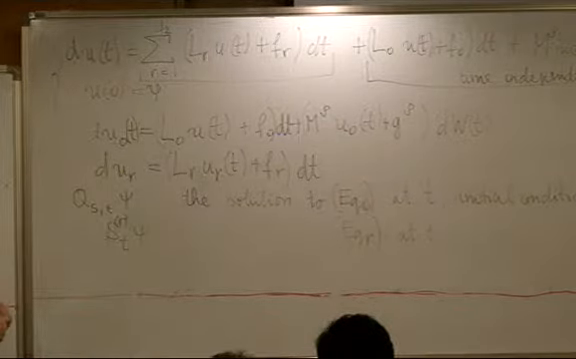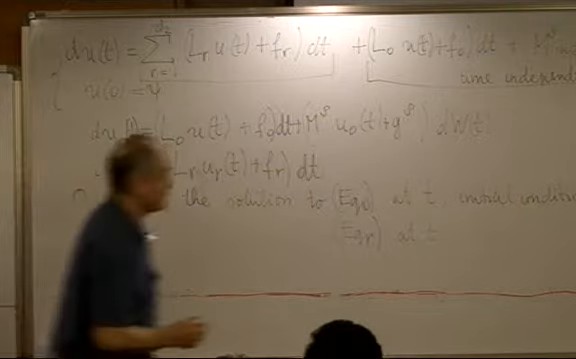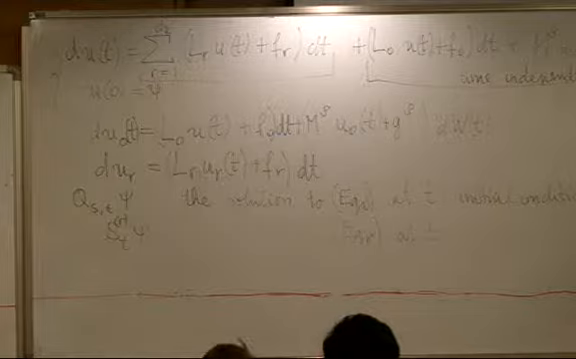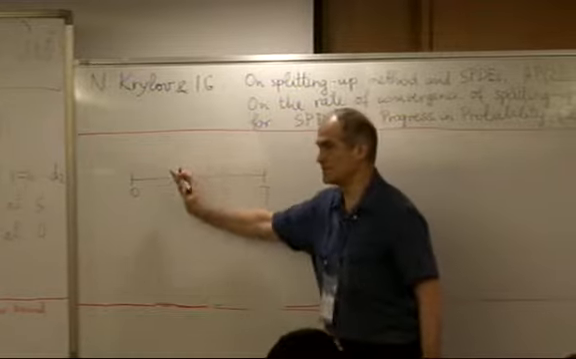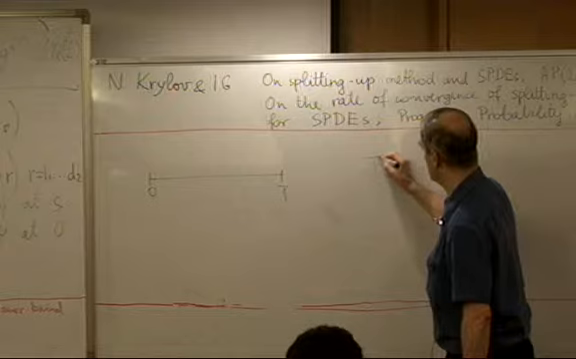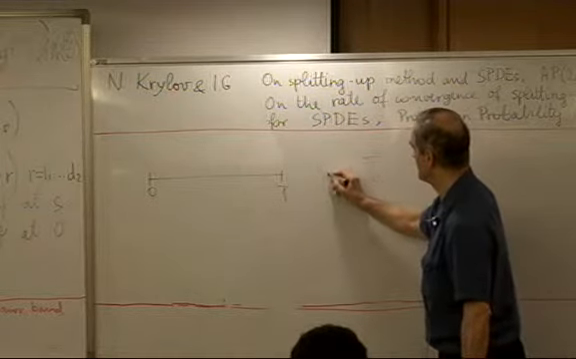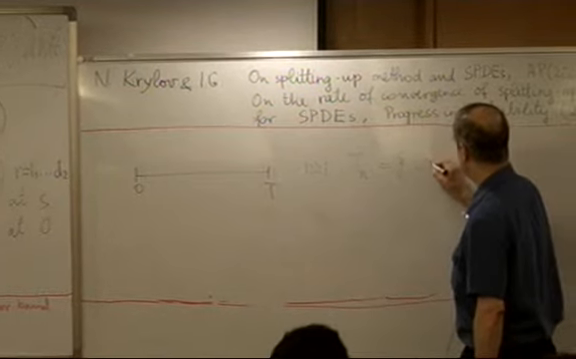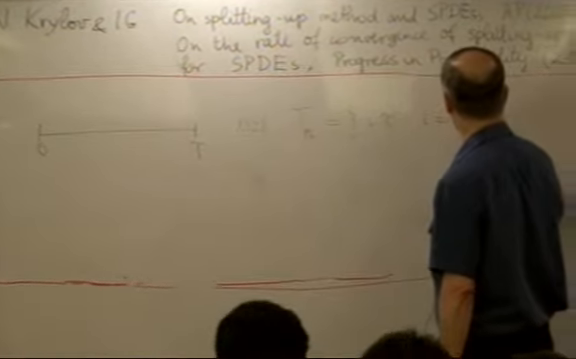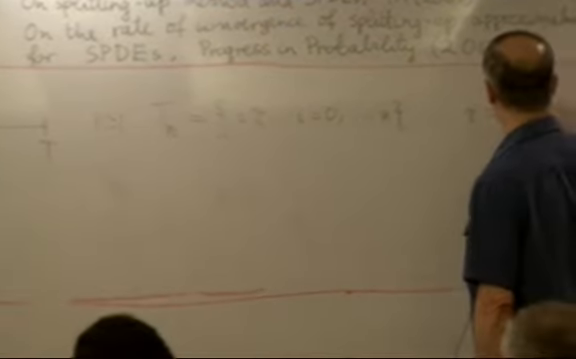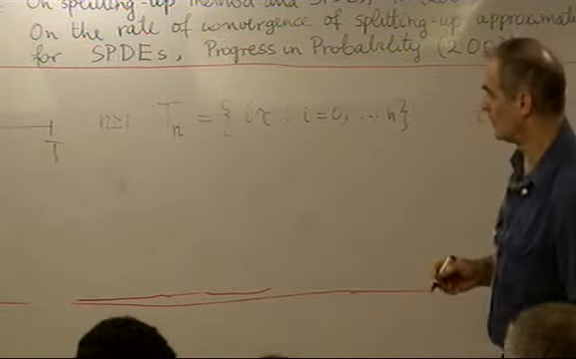And then the splitting up method is the following. Let us fix the interval from zero to capital T and take equidistant points here. So the grid here is denoted by Tn. N is a fixed integer, and the Tn is I times tau, I is from 0 to n, and the tau is the mesh, T over n.